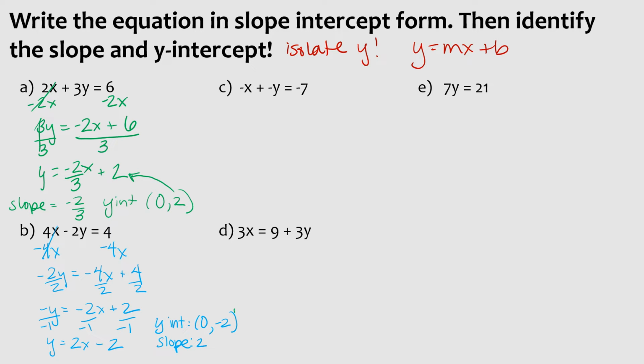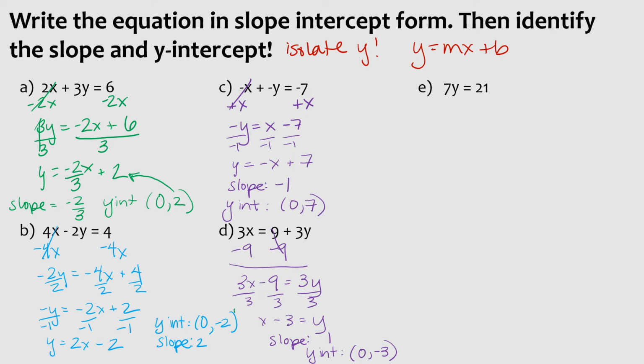Okay, I want you to try C and D on your own, and I want you to get the equation, find the slope and the intercept, and then I want you to check it with a neighbor. Go ahead, we can pause the video. I'll wait. Okay, now that you're back, let's check our work.